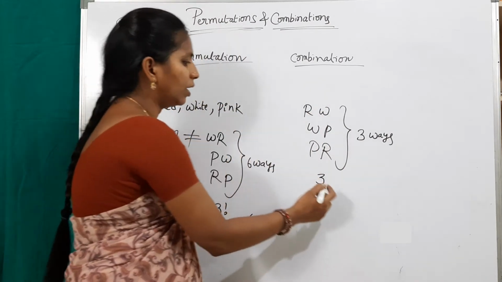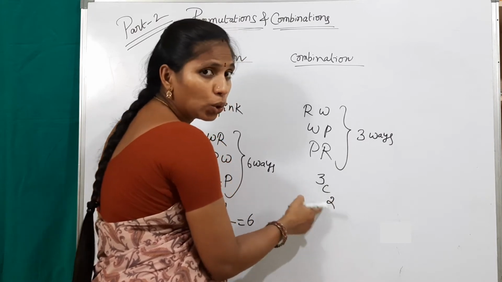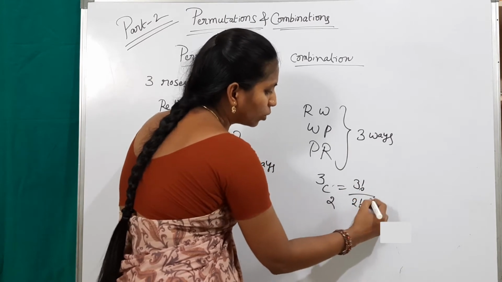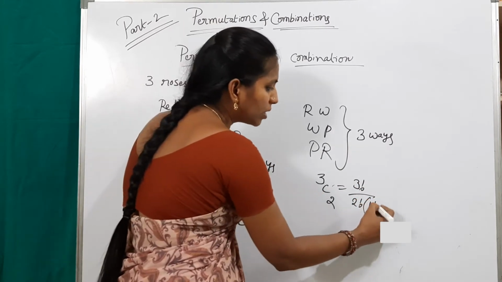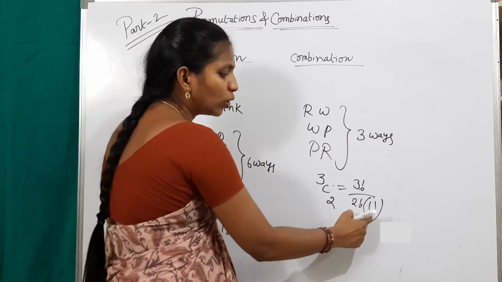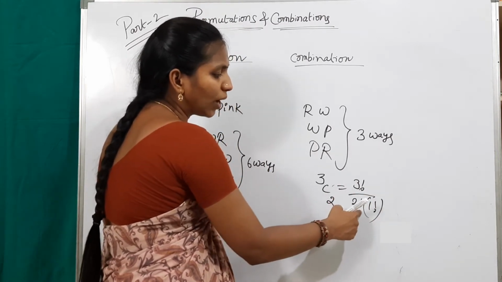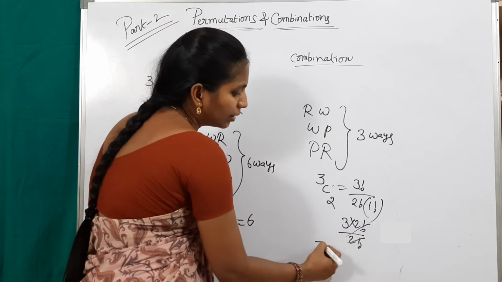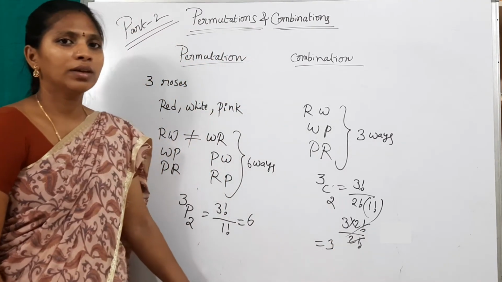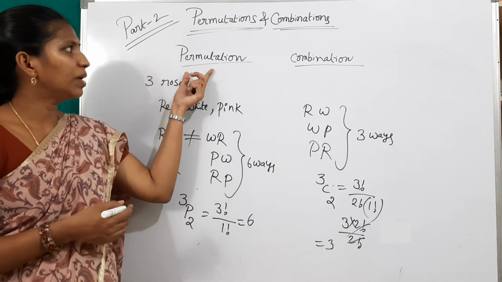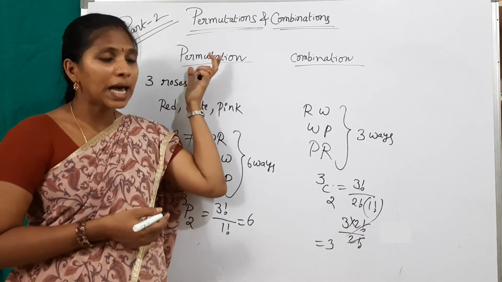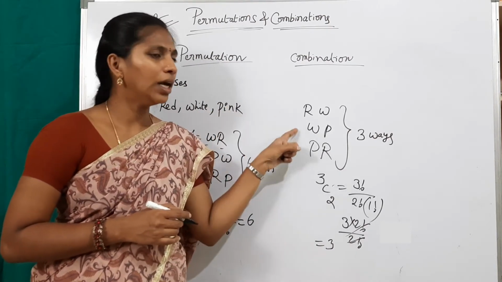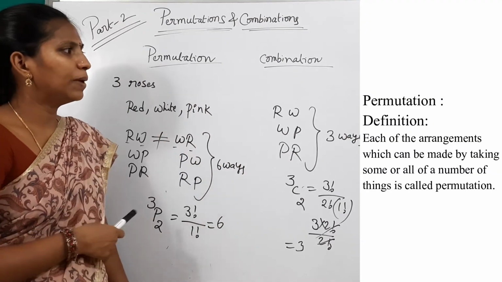There are three roses. Select 2 roses from 3. So 3C2. 3C2 means 3 factorial by 2 factorial into 3 minus 2 factorial, means 1 factorial. So 1 factorial means 1, and 3 factorial by 2 factorial means here 3 into 2 factorial by 2 factorial, gets cancelled, that equals 3. Final result is 3. So here permutation means arrangement, selection plus arrangement, because order matters, and here combination is only selection, order does not matter.